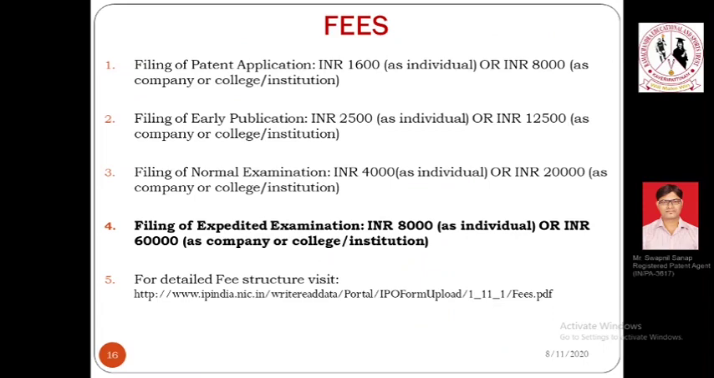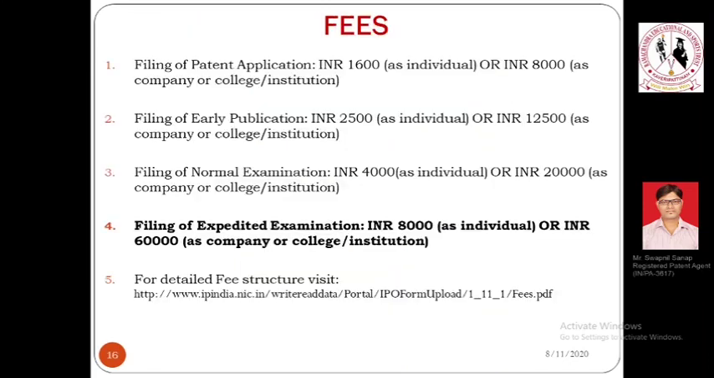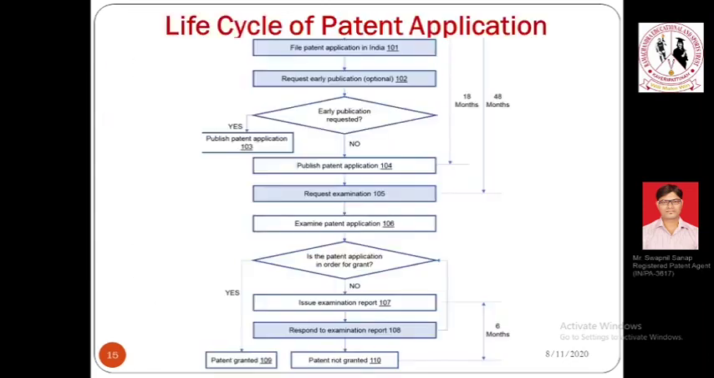So according to the normal fees, if you pay 4,000 rupees or if you pay 20,000 rupees, you have to wait for at least 4 years for the examination and the deciding the fate of the case. However, if you opt for expedited examination, that means at step 105, if you pay INR 8,000, provided that you have a women applicant in the patent application, then this time period of 48 months which I just told you gets reduced to maximum up to 1.5 years.